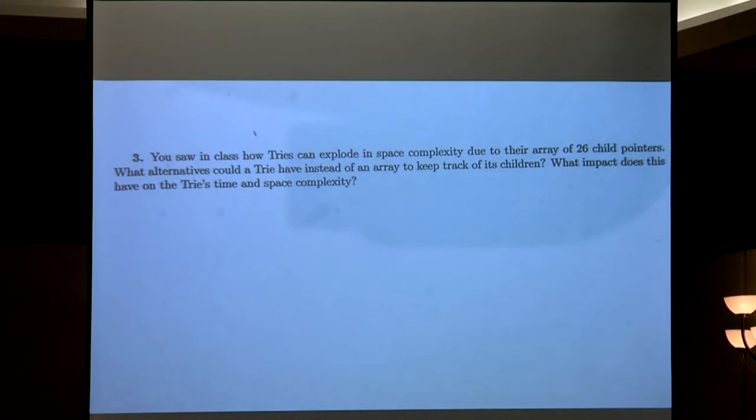So it would take up less space. That's the whole point of this, that it takes up less space. Does this impact the big O at all? How does it impact the big O? What's the new big O?